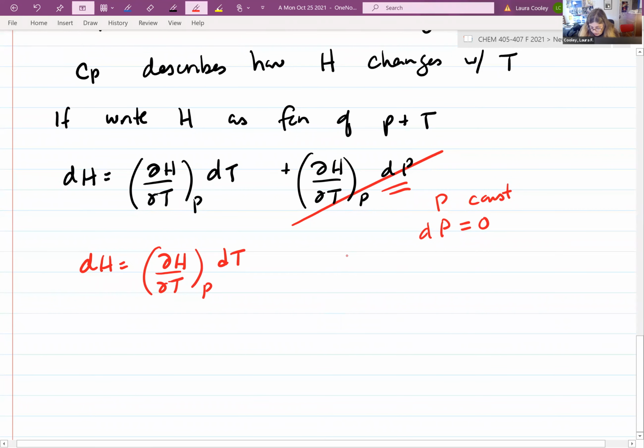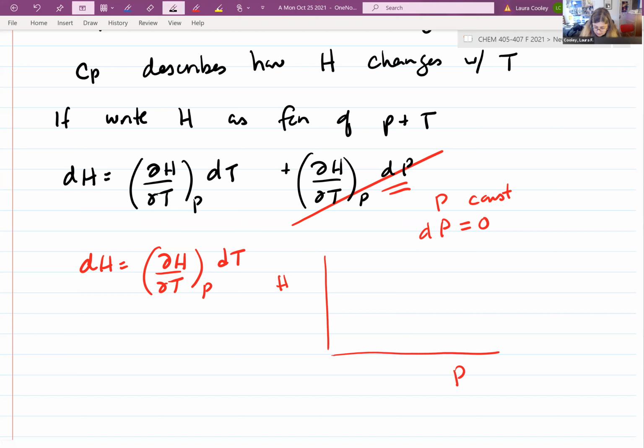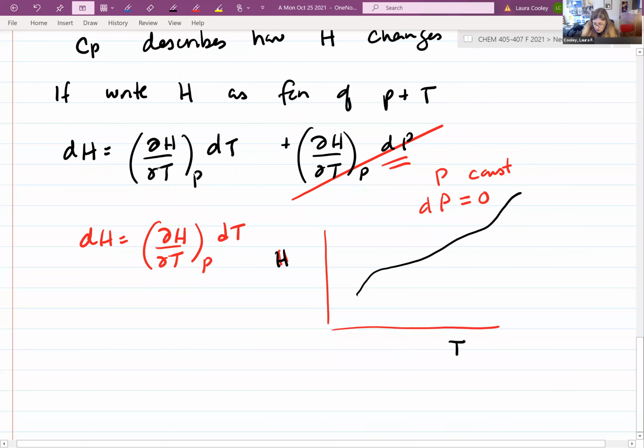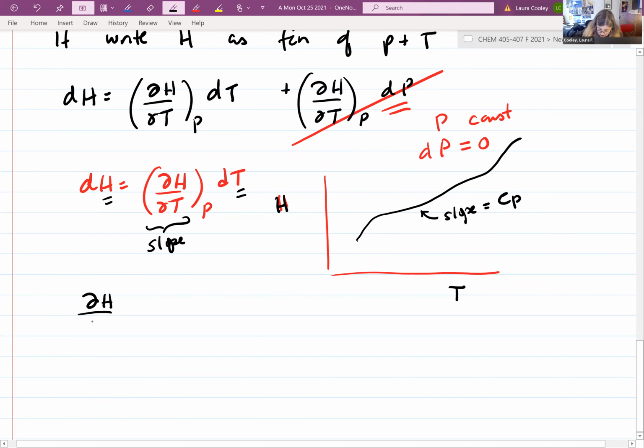I don't really know exactly how H changes with T, but I can close my eyes and draw a line or some kind of curve that just goes up, because I know that H is going to increase with T. So the slope is equal to CP, right? dH dT is the slope of an H versus T graph, because it shows how H changes with T. Okay, so this dH dT at constant P is what we define as the heat capacity at constant pressure.